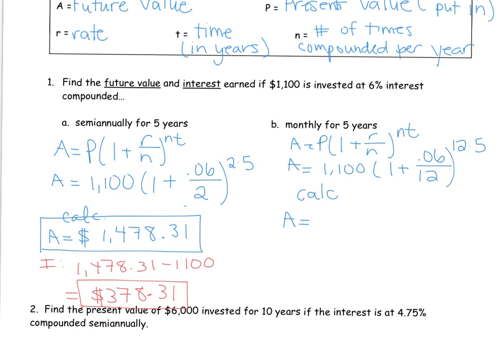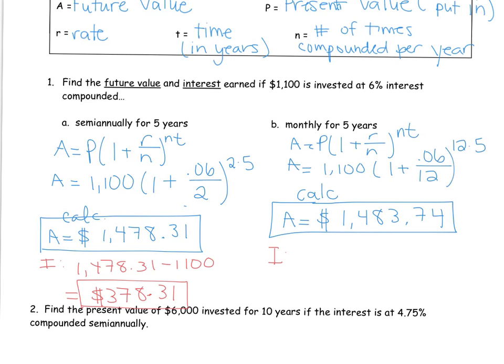And we should end up with A equaling $1,483.74. So even though it's being compounded a lot more than the last one, it's not making you that much more money. More, but not that much more.